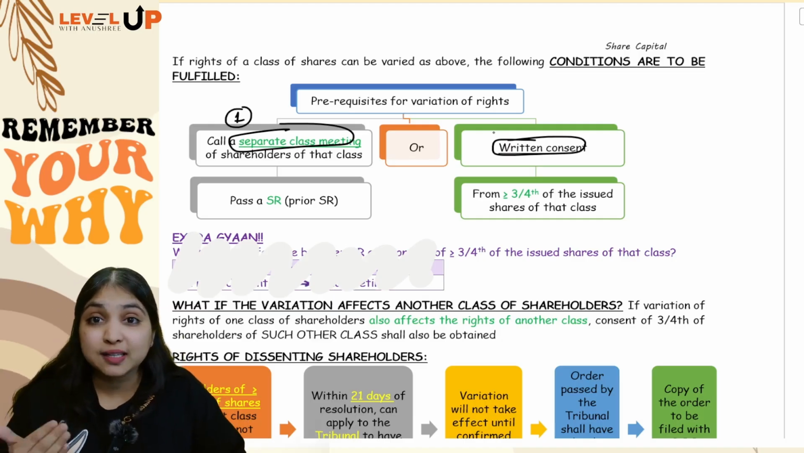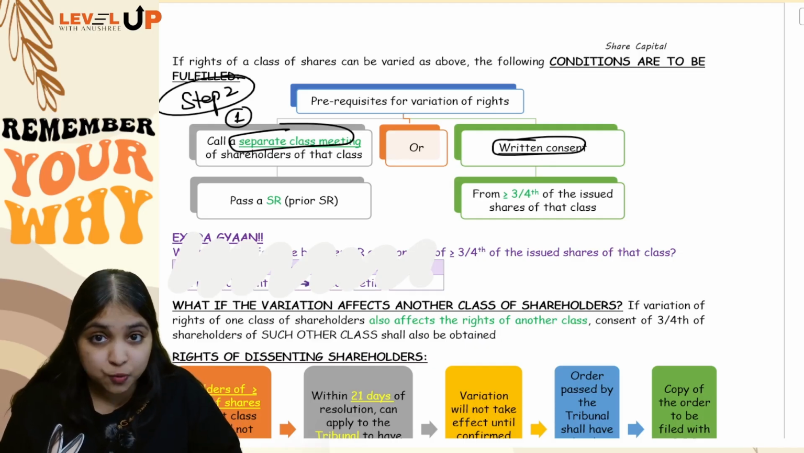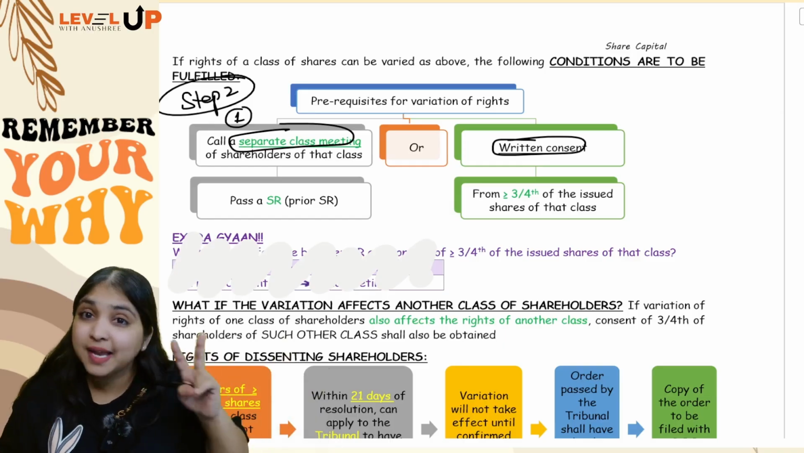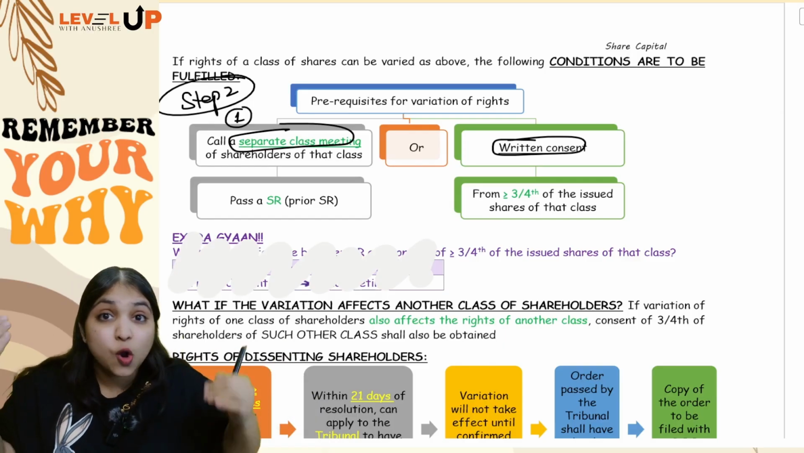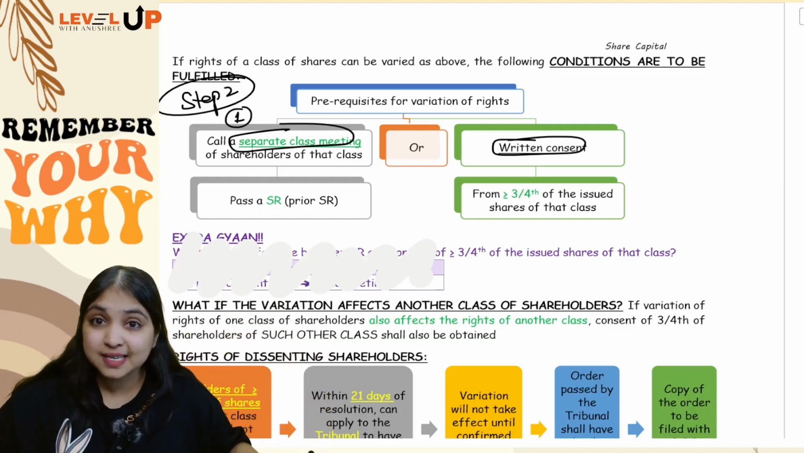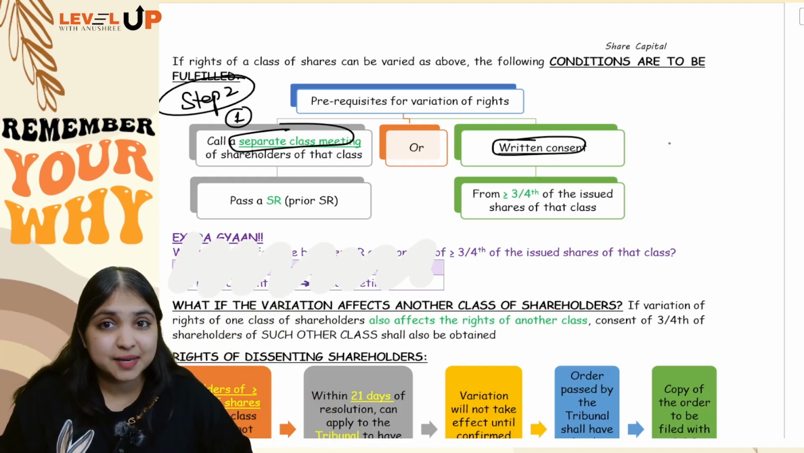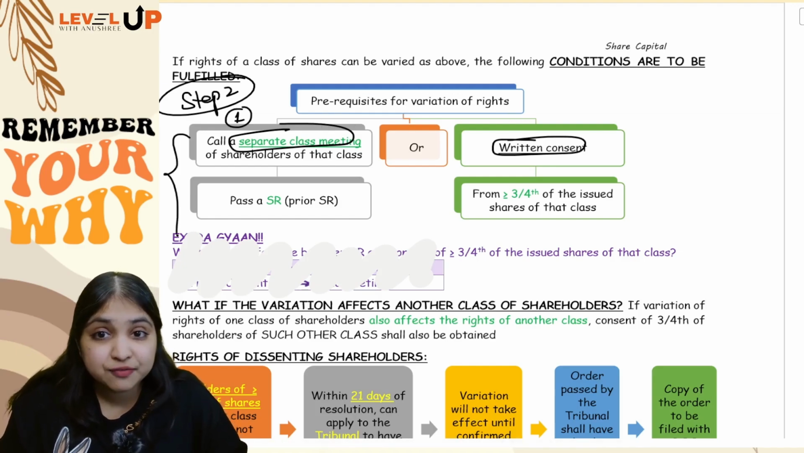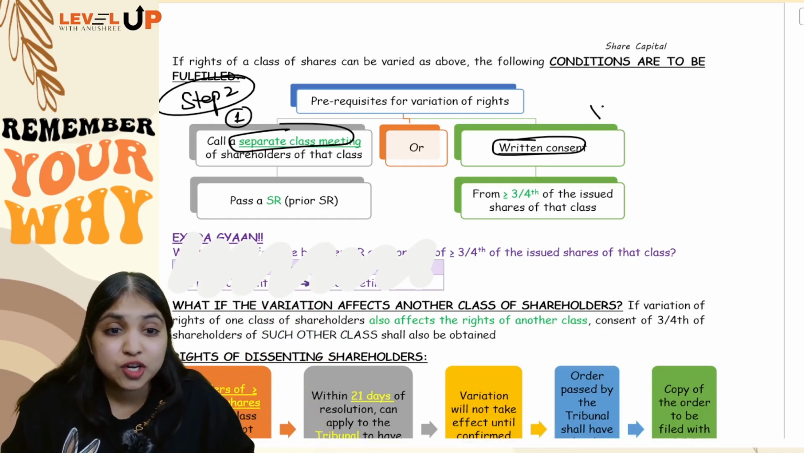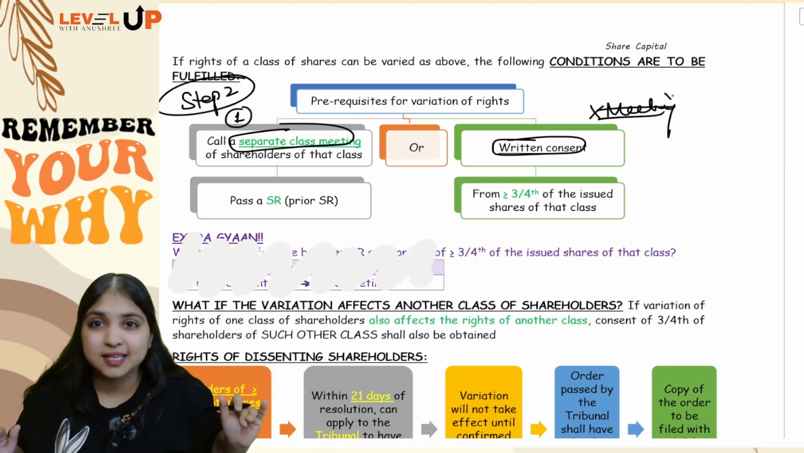So once we conclude that the company can vary, now we come to step 2. In step 2, company needs permission of the shareholders. Which shareholders? Only those shareholders whose rights we are going to vary. How many options company has? 2 options. Option 1, company can call a separate meeting of just those shareholders whose rights the company wants to vary, and company can ask them to pass an SR. Or company can ask for a written consent of just those shareholders. What's the difference between these two? In the first option, we are asking the shareholders to come for the meeting and pass the SR. In the second option, no meeting and all. We are not calling any meeting. We are telling the shareholders, stay at home, just send us written consent.